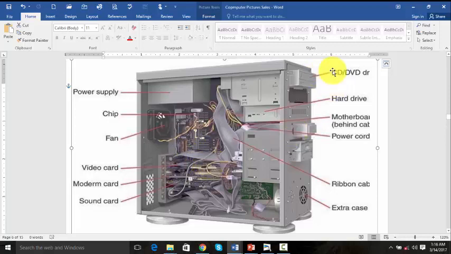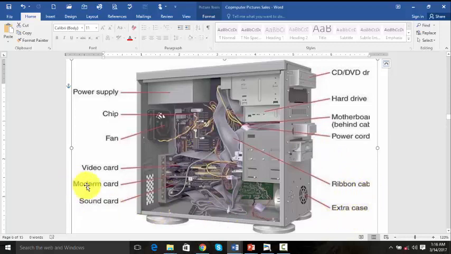For example, we have the arrows with the names given as CD, DVD drive, which is also found inside the system unit. The hard drive is found inside the system unit. The motherboard, which is the main circuit board, is found inside the system unit. The power cord supplies power inside the system unit. We have the ribbon cables. Then we have extra case.